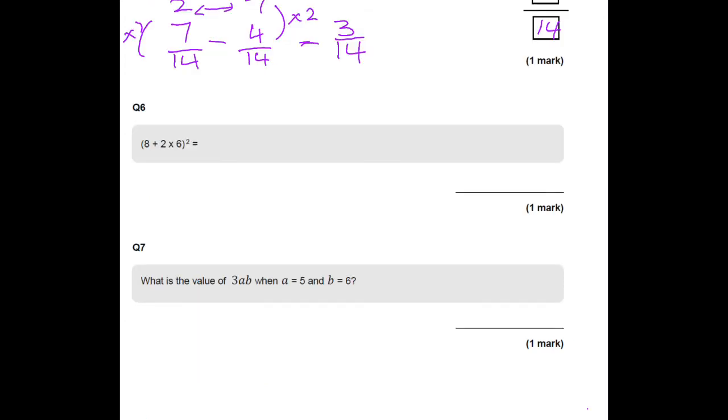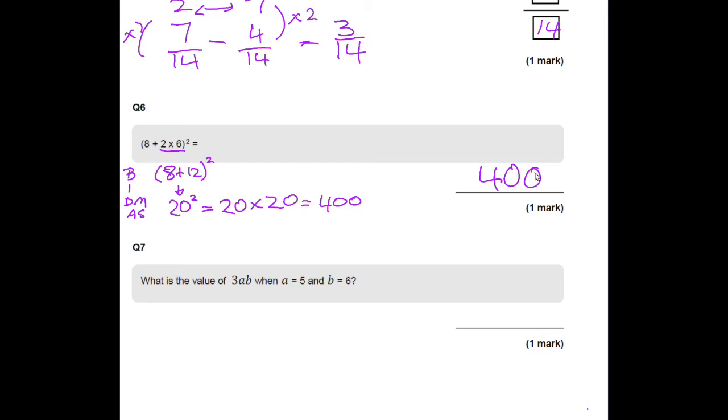Question 6 is a BIDMAS question. So we need to do the brackets first, and looking at the order of what's in the brackets, we do the multiplication first. So it becomes 8 plus 12, and then we still need to square it. Then do the addition that's still in the brackets. So 8 plus 12 is 20, and then we've got to remember to square it. 20 squared means 20 times 20, which we can do quickly and easily. 2 times 2 is 4, and there are 2 zeros that follow it. So on the answer line, 400, and that's worth 1 mark.